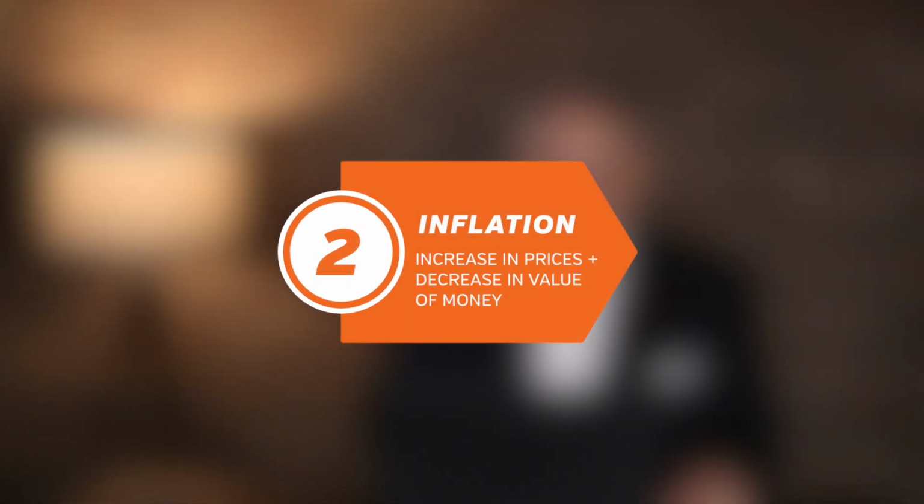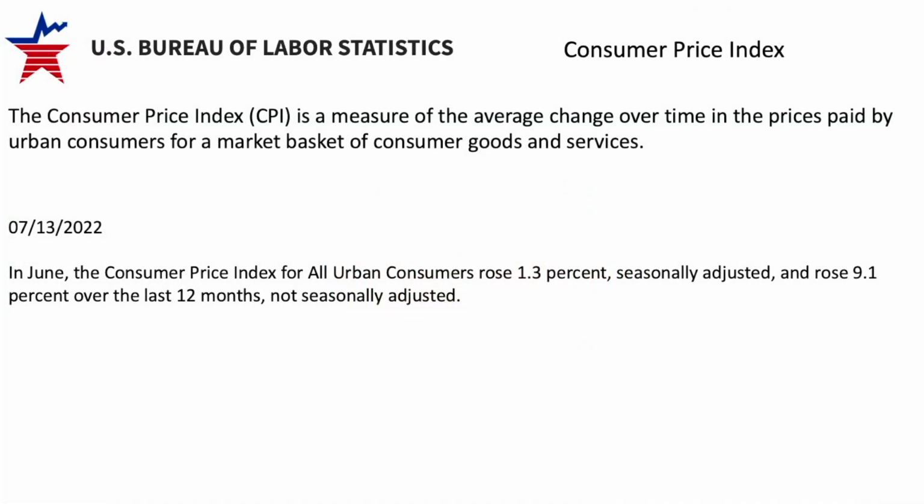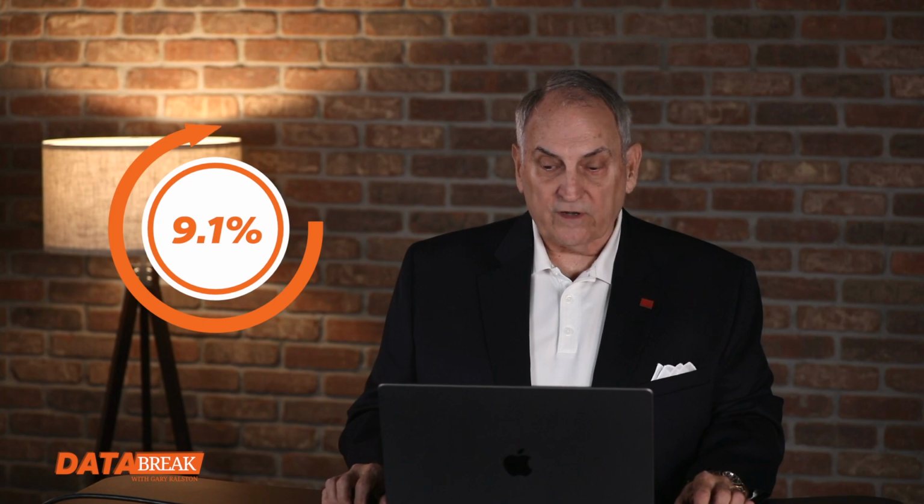The next thing we'd like to talk about is inflation. Let's look at inflation for a moment. As you're probably aware, the latest release from the Bureau of Labor Statistics showed that inflation rose 1.3% month over month, and is 9.1% for the last 12 months. CPI is the change over time in the prices paid by urban consumers for goods and services. Well, this is frightening, isn't it? To think about inflation of 9.1%, it hasn't been this high in decades.